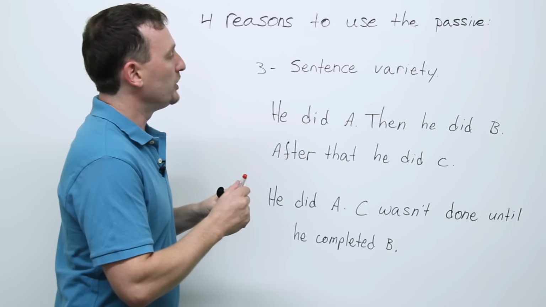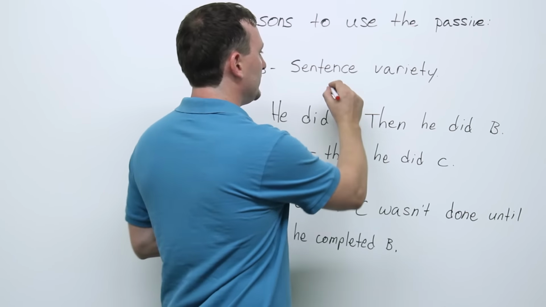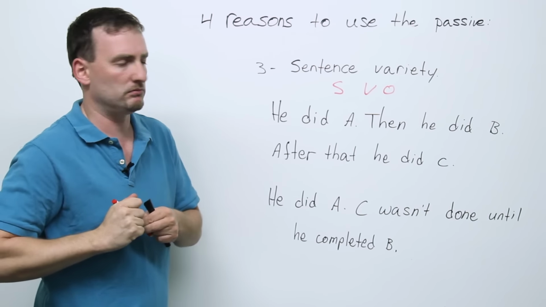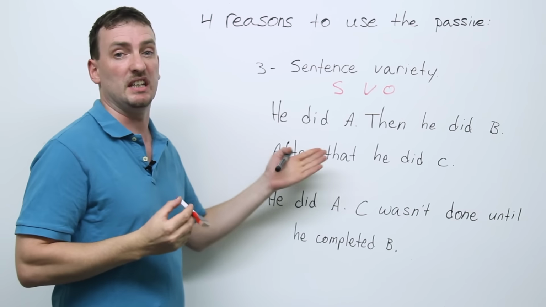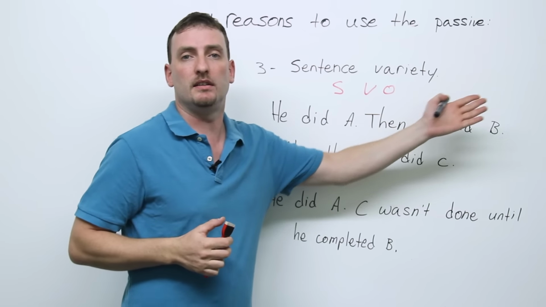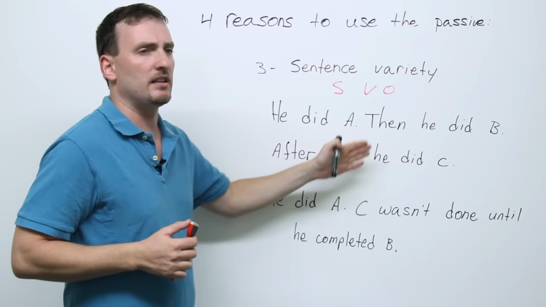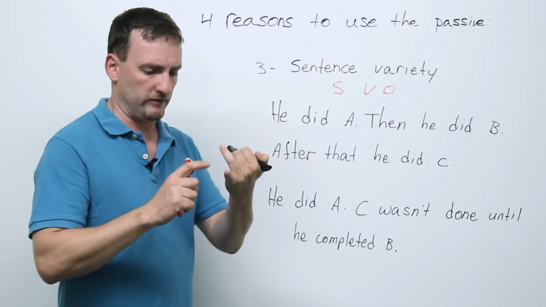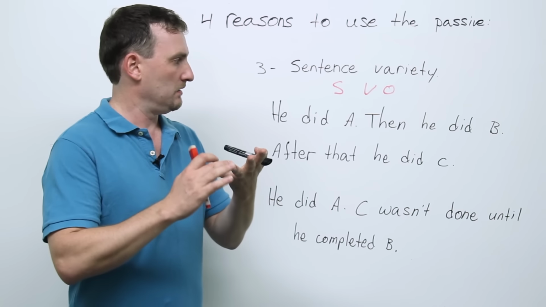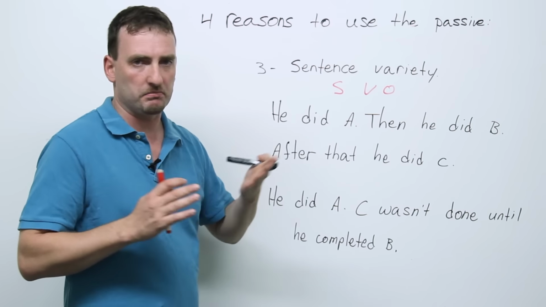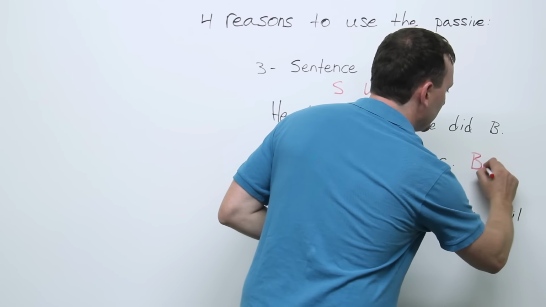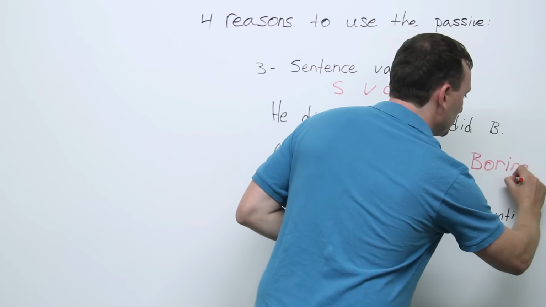So now, you could write all your sentences in a standard subject, verb, object way. You could say, he did A. Then he did B. After that, he did C. What is the problem with this? No problem. Grammatically, it's okay. In terms of English, you can put nice words in here. Okay. What is the problem? The problem is that it is boring.